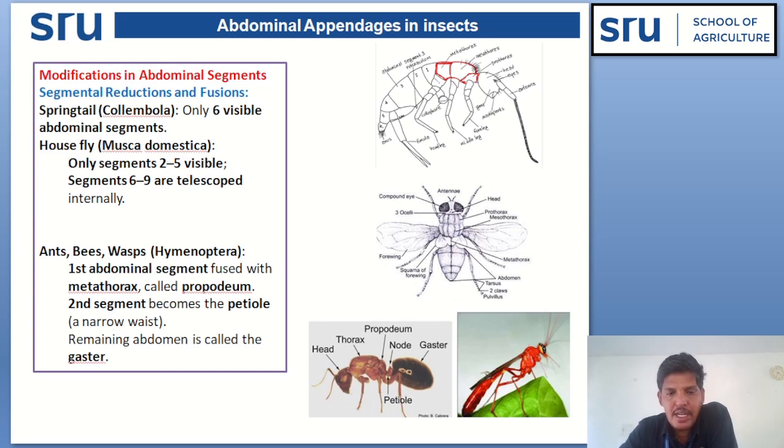In case of ants, bees, wasps, the first abdominal segment which is fused with the metathorax is known as propodeum. Second segment becomes the petiole, a narrow waist-like structure. Remaining all abdominal segments commonly known as gaster. Propodeum, petiole and gaster.